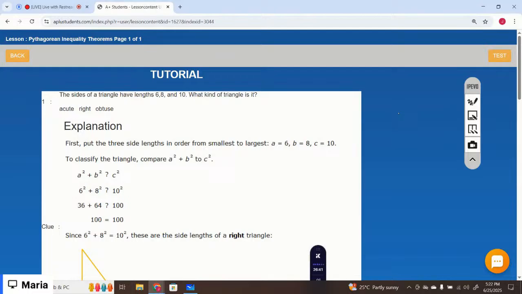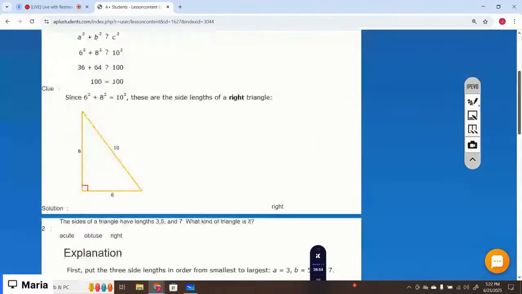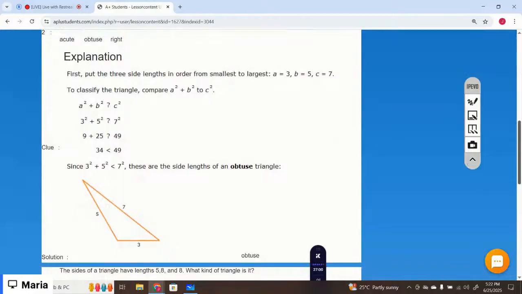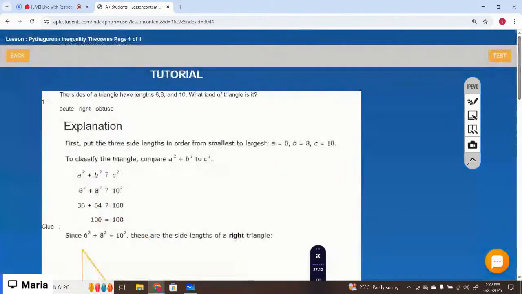we have to apply the Pythagorean theorem, that is c square equals a square plus b square. If both sides are exactly equal, then that means that is a right angle triangle, right? If both sides are not equal, and the sum of the two sides is less than c square, then that means that is an obtuse triangle. Let's just start with the test questions.